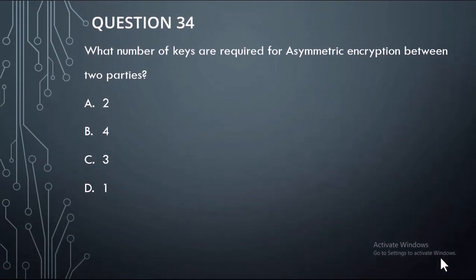Question 34. What number of keys are used for asymmetric encryption between two parties? Option A 2, B 4, C 3, D 1. The answer here is option B. 4 keys are used. One party has a public and private key, and the other party also has a public and private key. That makes it 4 keys.